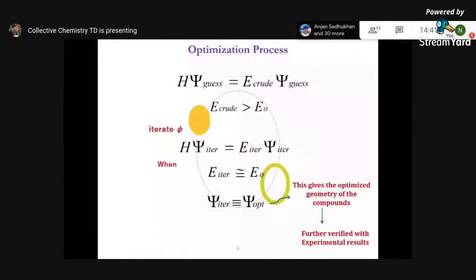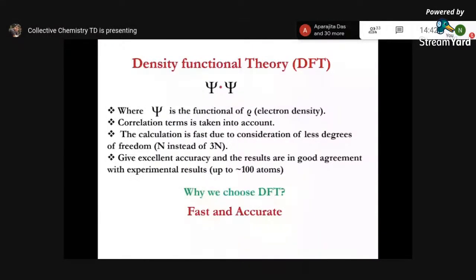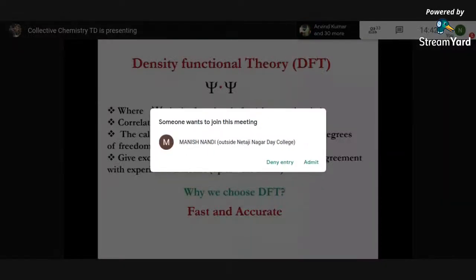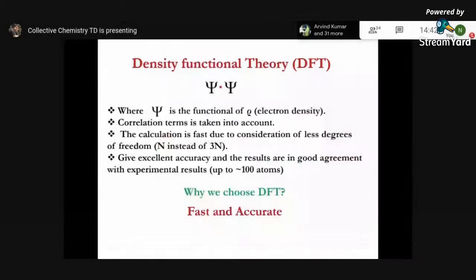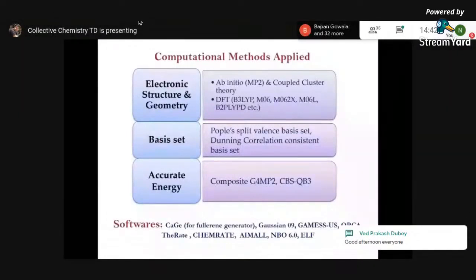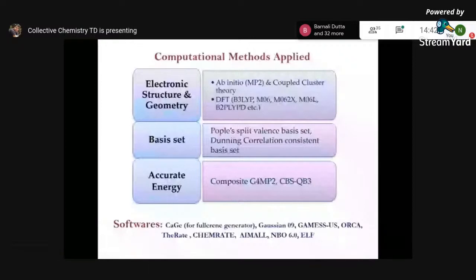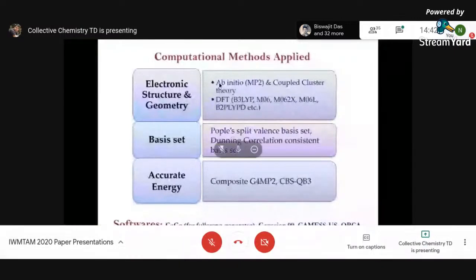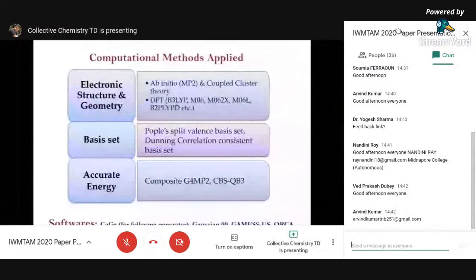This is the density functional theory. We don't elaborate on this. Due to the fast and accurate values it gives, we take DFT and run all the optimization calculations. These are the corresponding computational methods, basis sets, and software, such as CAGE, which is actually fullerene generator software. Apart from that, we use Gaussian, GAMESS, and ORCA to optimize the fullerene, and the other software is for calculation of the ring and corresponding topology of the fullerene.